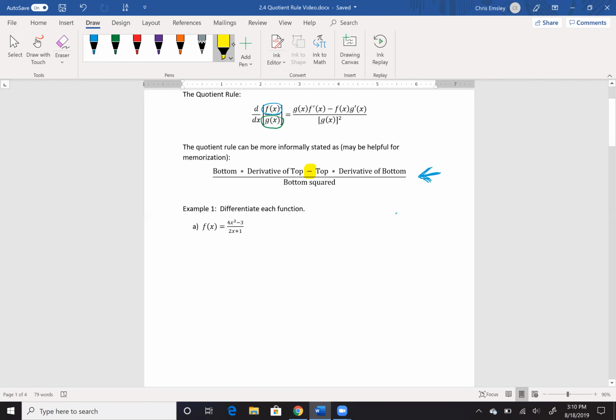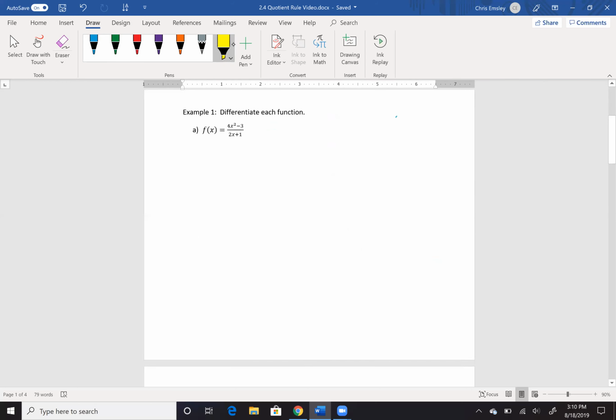So let's apply this new quotient rule to this first example. We want to find the derivative of this function. We are looking for f prime of x. So the top function this time is 4x squared minus 3, and the bottom is 2x plus 1. To apply that rule, we start by writing whatever you had in the bottom. Don't change it. Just write it down exactly as you see it.